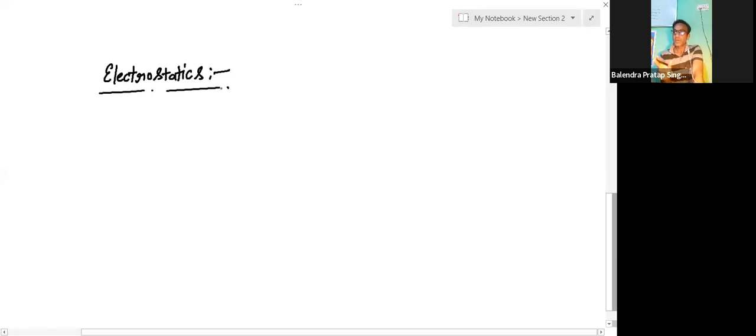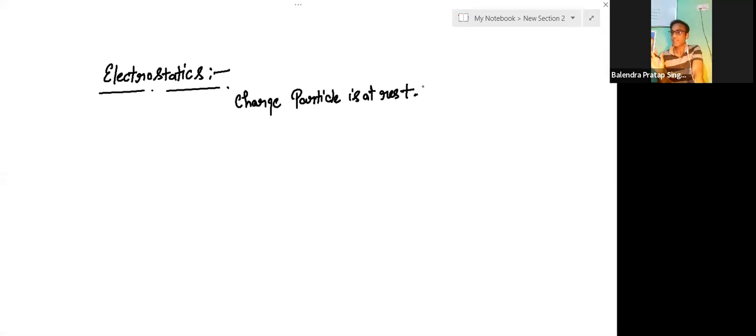Electrostatics. If you carefully read this word, it has two parts: electro and statics. Electro means electron, or we can say charged particle. I will discuss what charge is, but first I'm saying: if a charged particle is at rest, then the study of a charged particle at rest is the study of electrostatics.